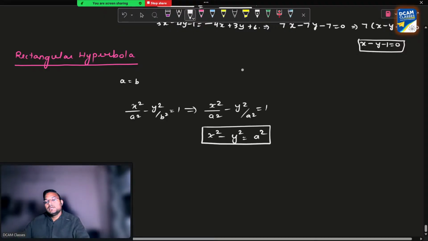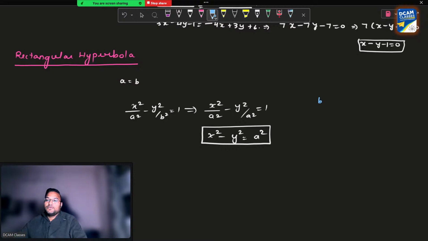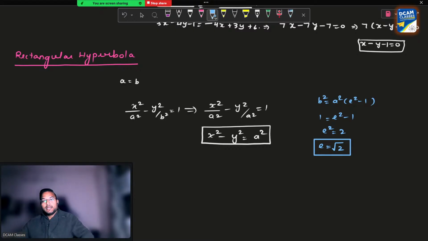If you want, you can also calculate the eccentricity. How will you do it? You know b square is equal to a square into e square minus 1. b and a are equal, so 1 is equal to e square minus 1. e square is equal to 2, so e is equal to root 2. So for a rectangular hyperbola, x square minus y square is equal to a square, and the eccentricity is equal to root 2. These are the two important things.